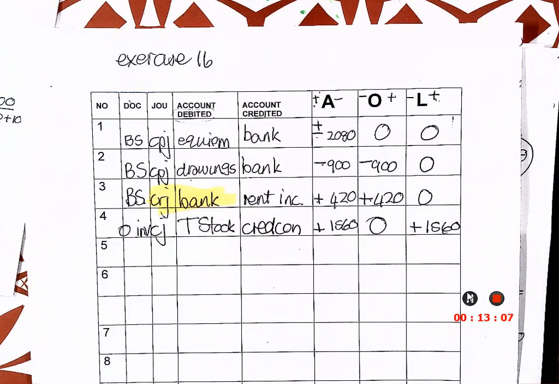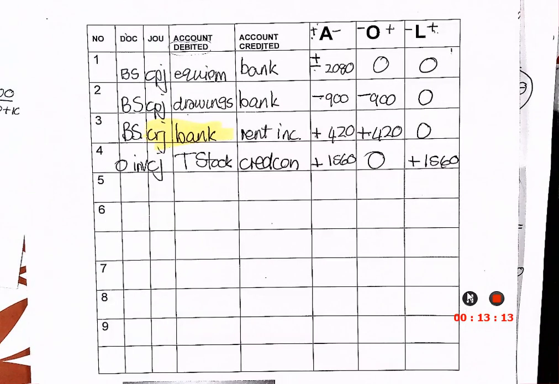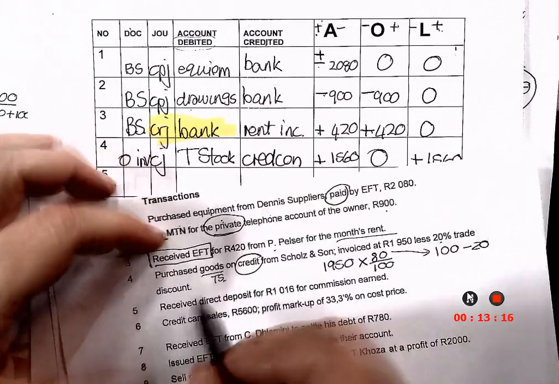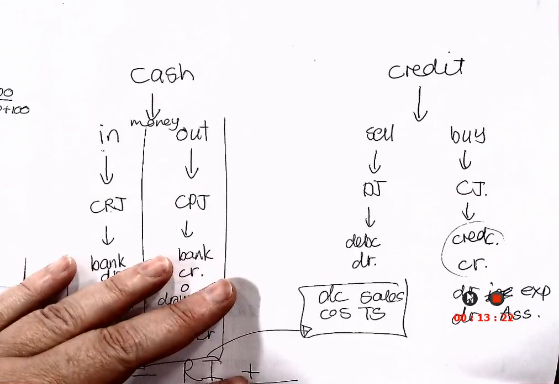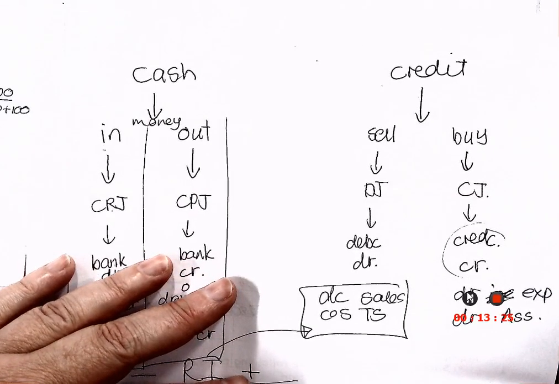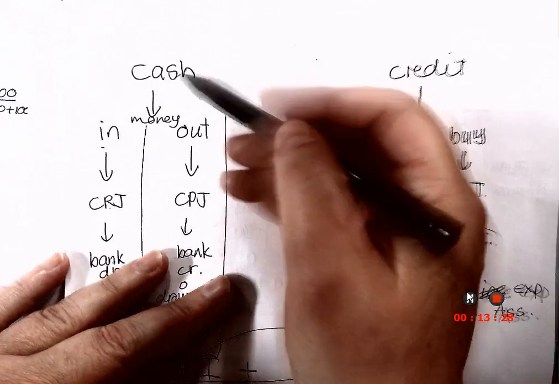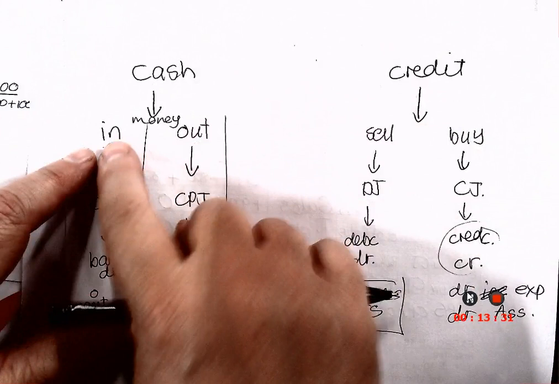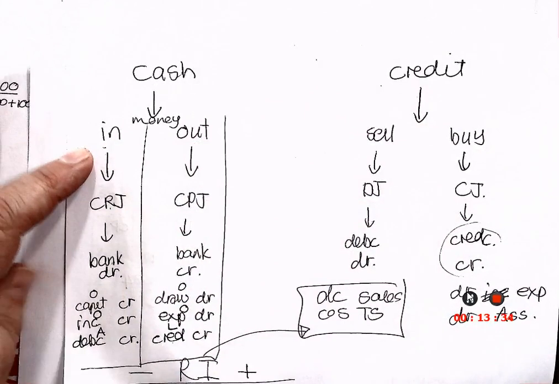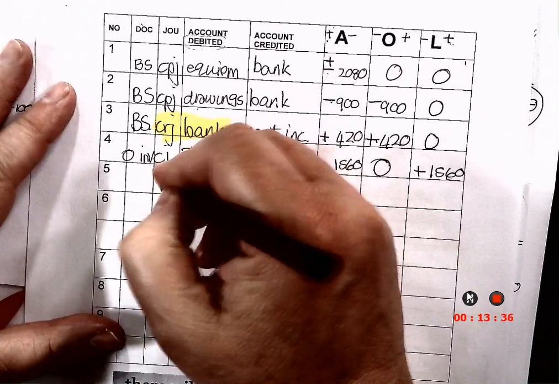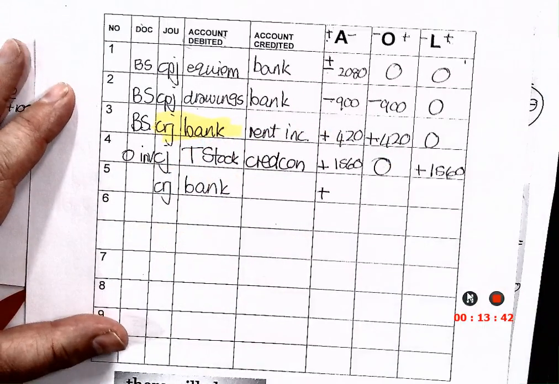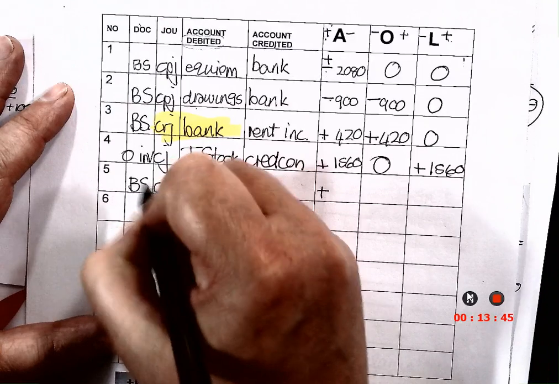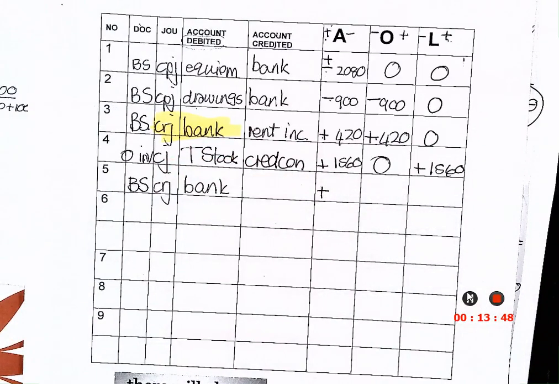Okay. Number 5, we received a direct deposit. Is that cash or credit? I receive a deposit. Cash. Is it money in or out? Money in. So it's CRJ, bank debit, meaning assets plus. It's a direct deposit, so it's a bank statement. Can you see? Your document is 9 out of 10 times bank statement.